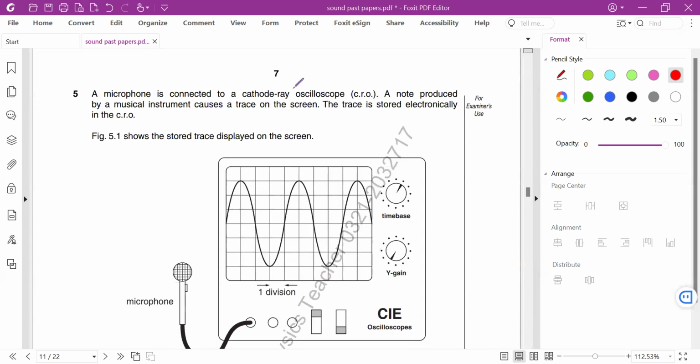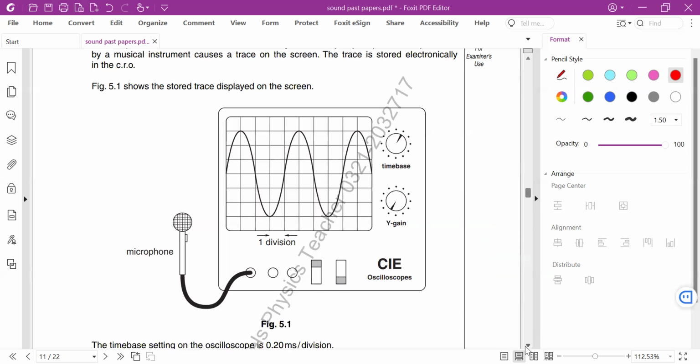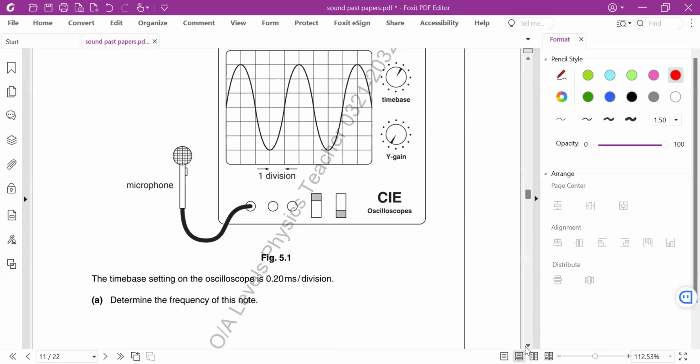Okay, a microphone is connected to a cathode ray oscilloscope. A note produced by a musical instrument causes the trace on the screen. This trace is stored electronically in the CRO. Calculate the frequency of this note. Note means the sound of a particular frequency and wavelength is known as the note. Note is also the sound basically.